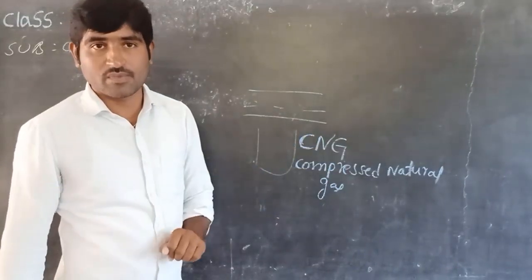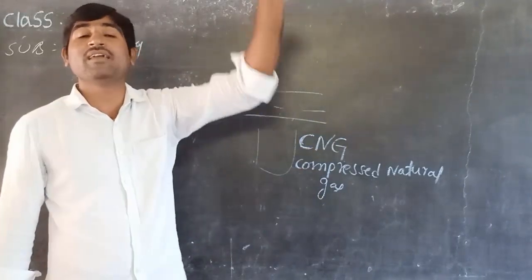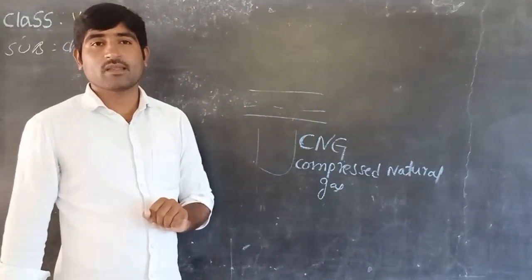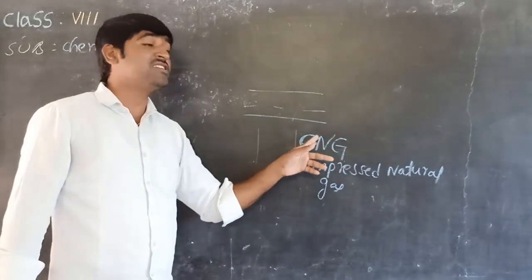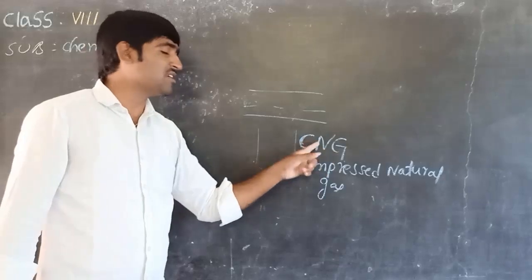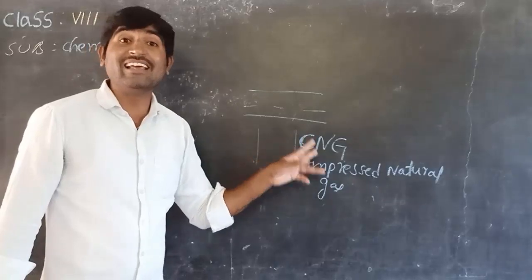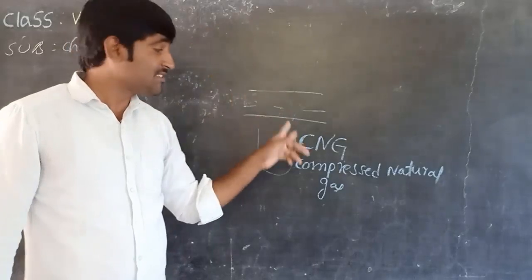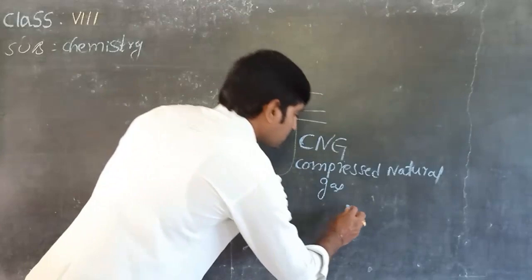in the industries. Not only in the industries, it is also used as a fuel to run vehicles like cars and autos. Yes, children, to run automobiles, this CNG is used as a fuel. Why? Because nowadays most vehicles are using CNG as a fuel, because CNG is a less polluting gas when compared to petrol and diesel. It is a clean fuel.